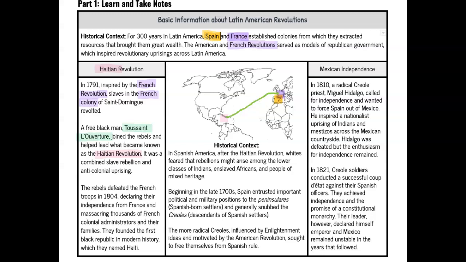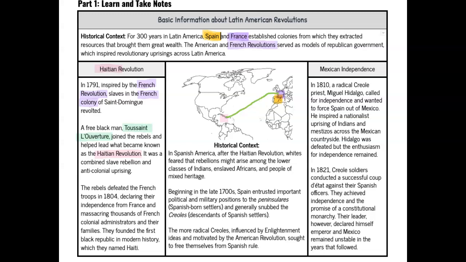So let's go ahead and get your colors, and you're going to highlight again any color coding that we see here. There should be six locations that are highlighted here in the correct colors that we've done before. All right, let's move on to Mexican independence.